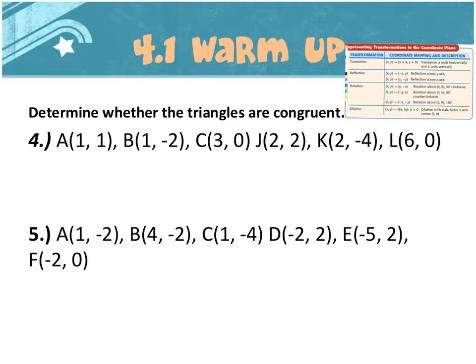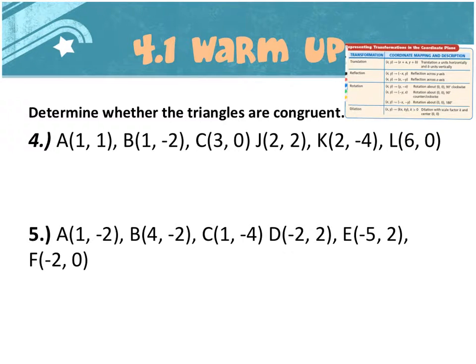All right, so then 4 and 5 are determining whether the triangles are congruent. So remember, a translation, a reflection, a rotation keeps it congruent, but a dilation changes it, makes it not congruent. So you want to compare these points to each other. So A to J, B to K, and C to L. Sometimes it's easier to line them up right underneath each other.